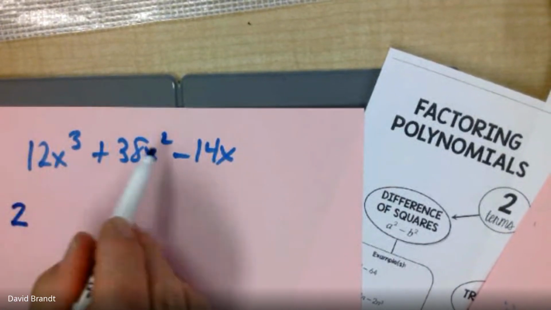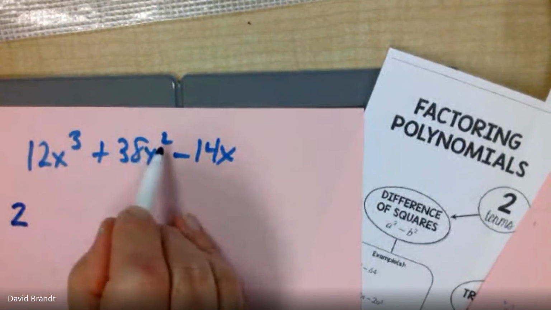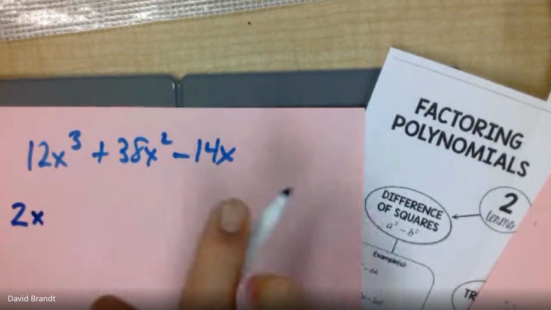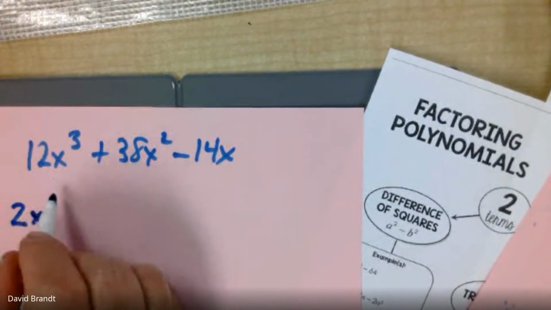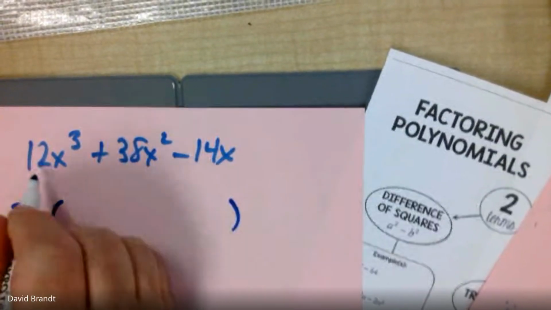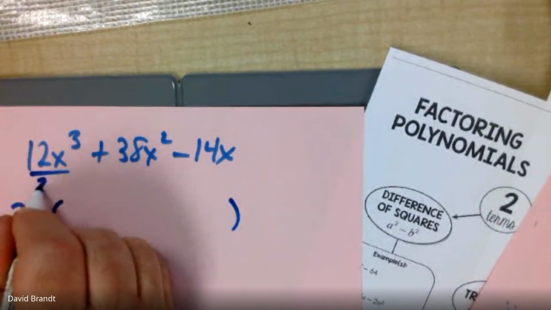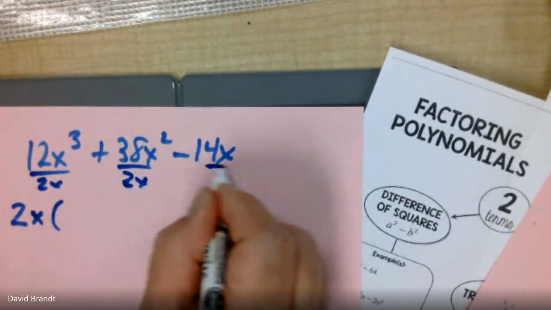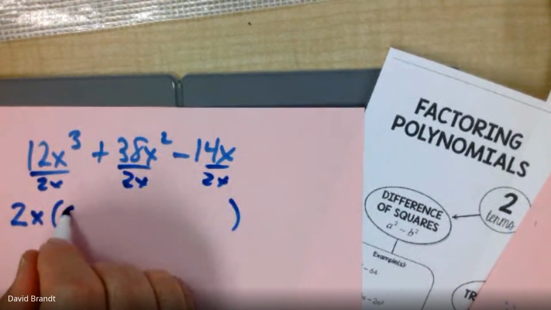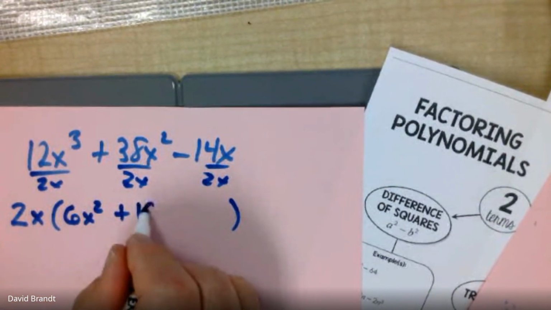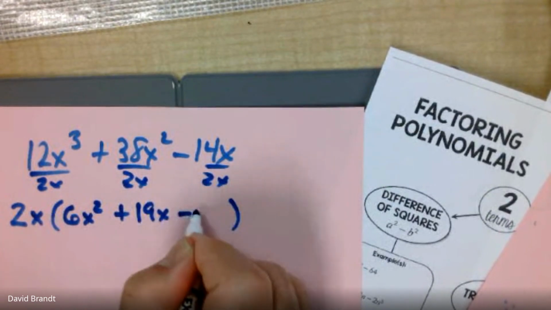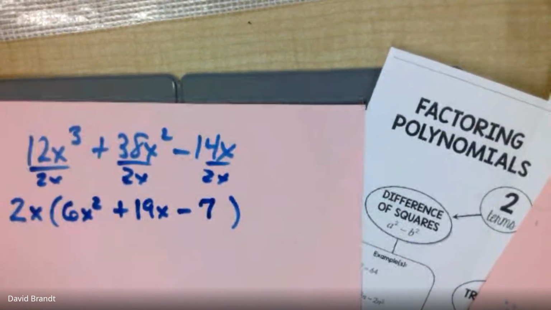I've got an x cubed, x squared, and an x to the 1, which was the smallest of the exponents. It's an x. Now, remember, if there was no x on that term, you would not be able to put an x here, but there is. Now, what's left? Divide everything by 2x. That's going to be 6x squared plus 19x minus 7.